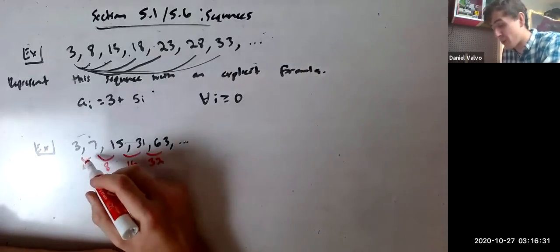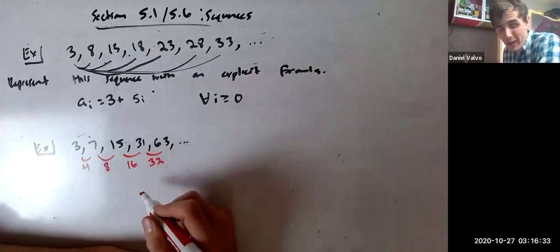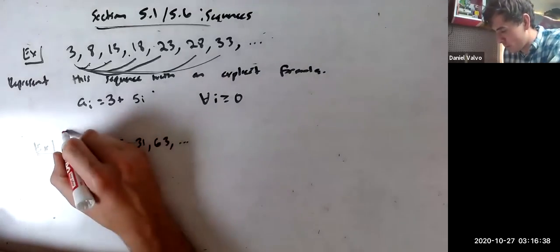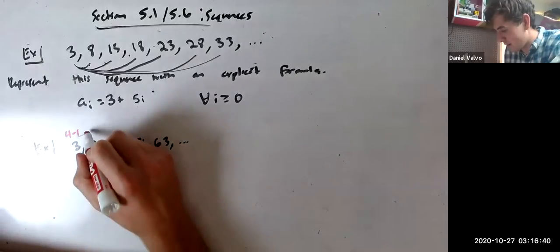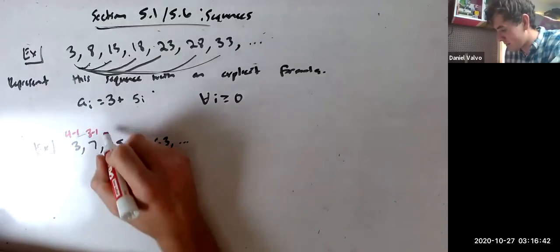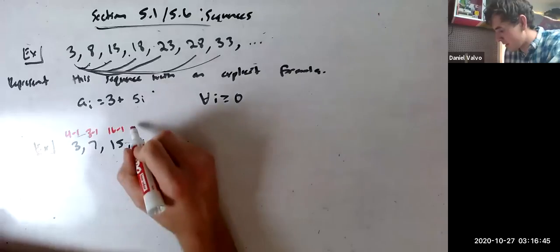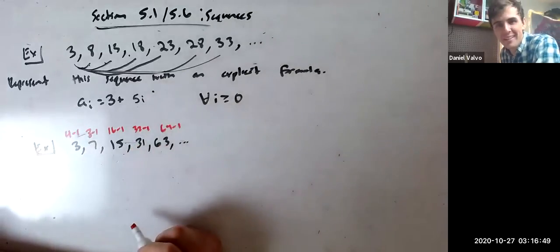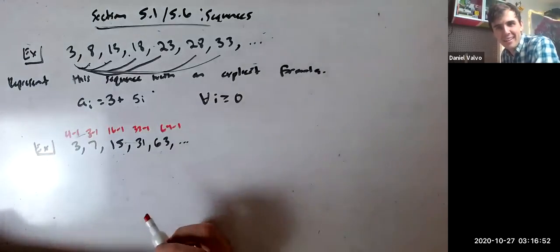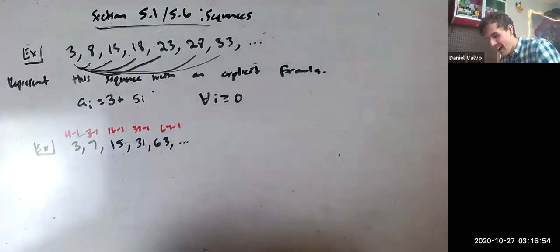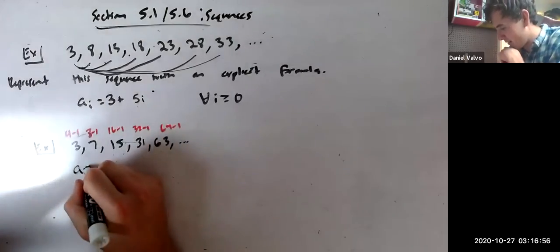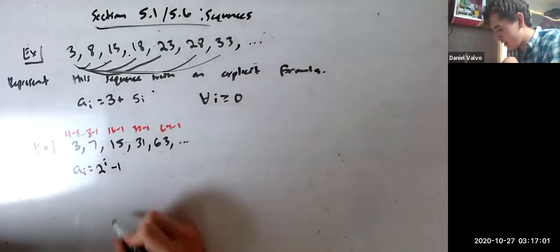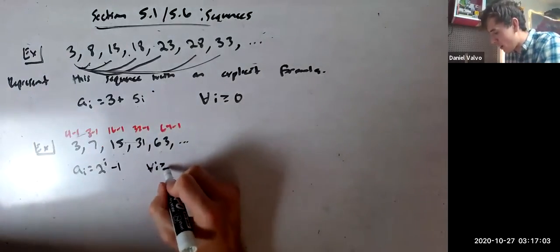So really, I guess you could start at 3 and add powers of 2. But wait a minute. What is 3 but 4 minus 1? What is 7 but 8 minus 1? What is 15 but 16 minus 1? What is 31 but 32 minus 1? What is 63 but 64 minus 1? Right? A_i, you really think about it as equaling 2 to the i minus 1. So power of 2 minus 1.